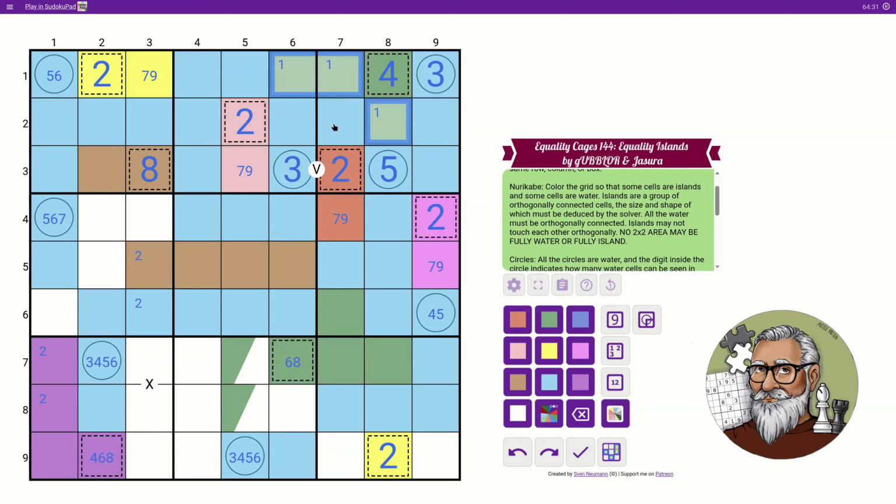Okay. Need a 4 here. Oh, why would that be useful? No idea. No idea. Again, this digit has to be somewhere in here. But any of those could be this digit, right?